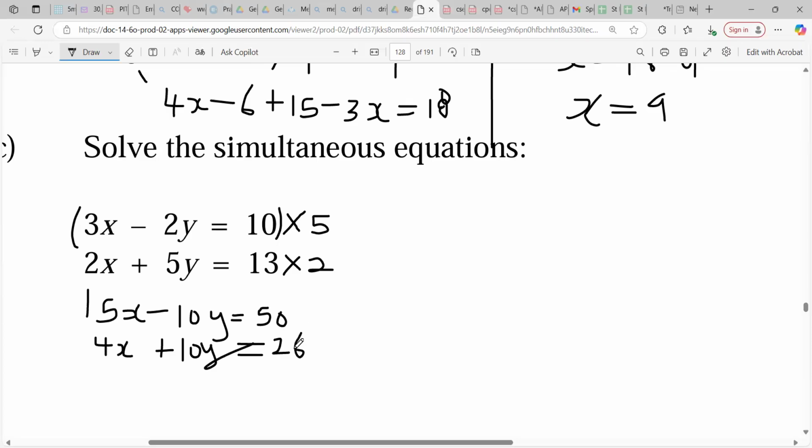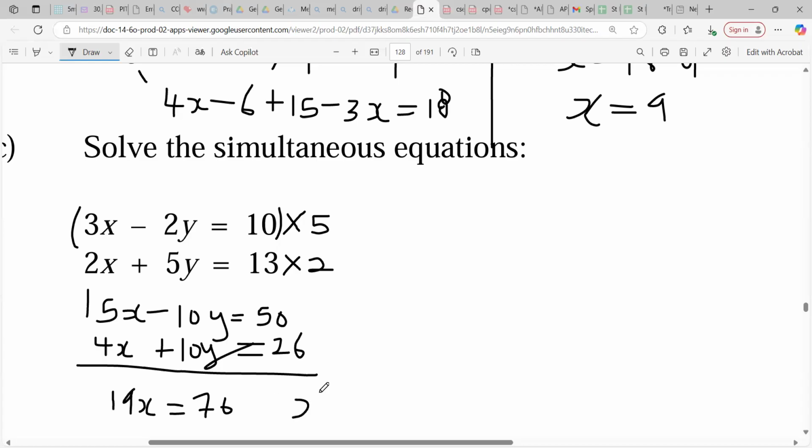All right, cool. We're going to add now, and this would give us 19x, because 15 plus 4 is 19, and of course, 50 plus 26, that's 76. So to get x, all we have to do is divide 76 by 19. That's 4 times, right? Yeah, so x is equal to 4.